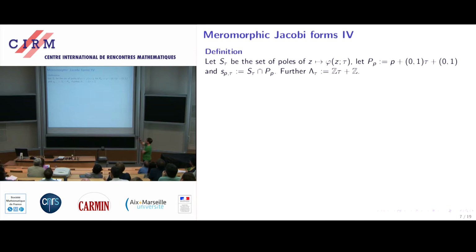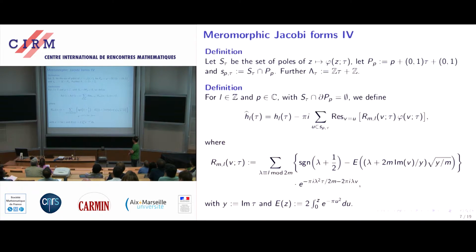We had this base point P, where we integrate from P to P plus 1. So I also need a fundamental parallelogram, which I denote by PP. So that's for a fundamental parallelogram with base point P. And then sometimes it's convenient to only consider the poles inside such a fundamental parallelogram. So for this, I set this SP tau, which is the set of points inside such a fundamental parallelogram. And for the lattice, zeta plus z, I use shorthand notation lambda tau.